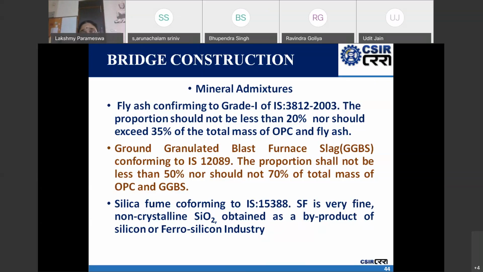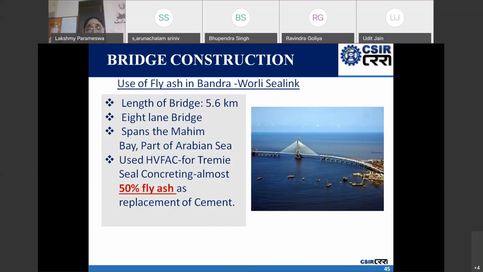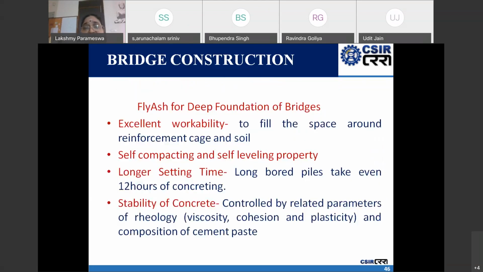Another new material which is coming is nano silica. Some research is going on. We also did some research and got some interesting results, but I think it is yet to be seen in actual construction. Then, this is the Bandra-Worli sea link, where high volume fly ash has been used for tremie concreting. That is, 50% fly ash as replacement of the cement has been used.